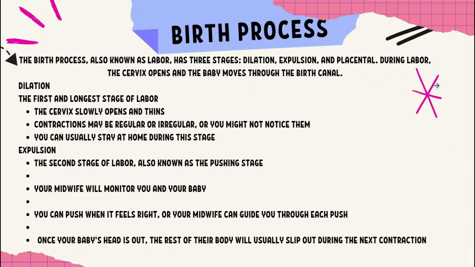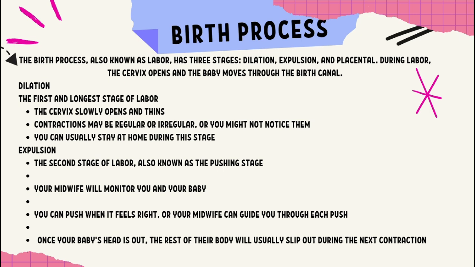So the birth process, also known as labor, has three stages: dilation, expulsion, and placental. During labor, the cervix is going to open and the baby is going to move through the birth canal. The first thing is dilation, the first and longest stage of labor. Remember how you might watch YouTube or a movie and hear the doctor say 2 centimeters dilated or 3 centimeters dilated? It's basically this. This is the first part of the birth process.